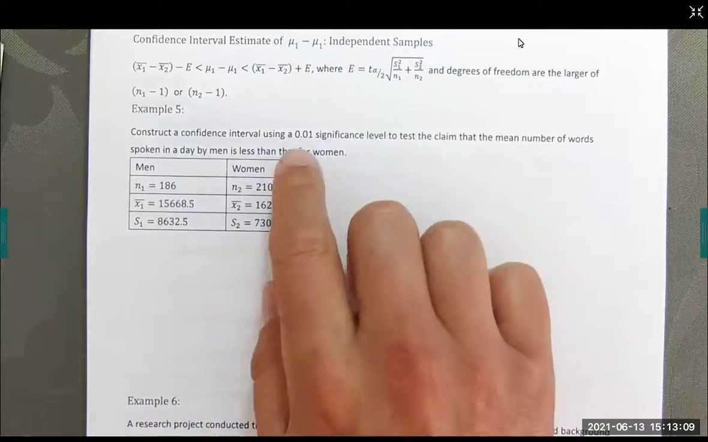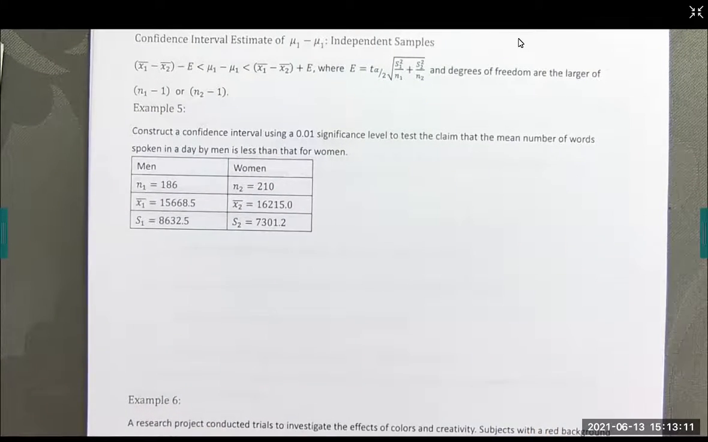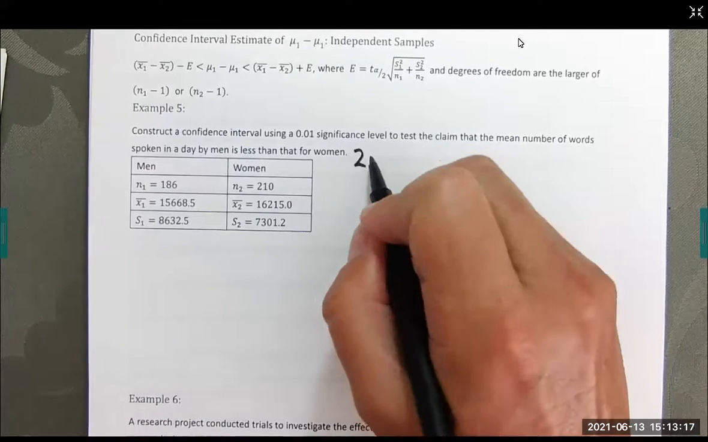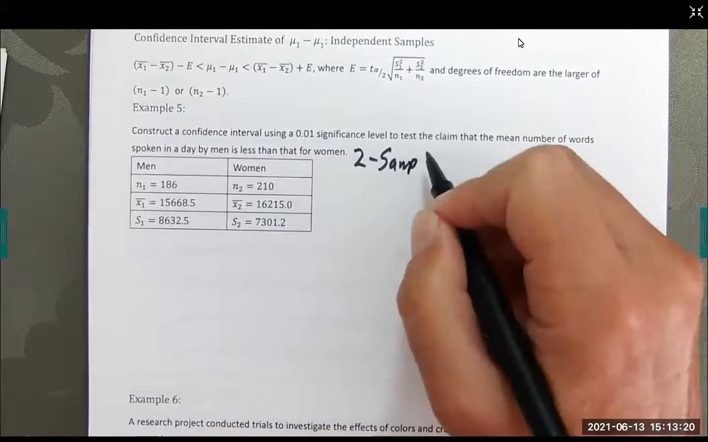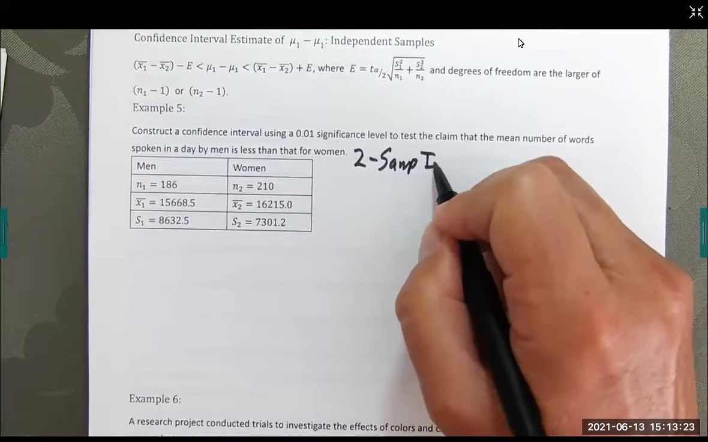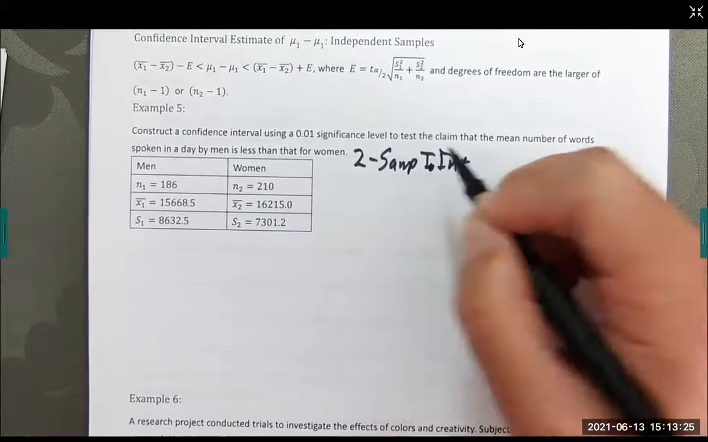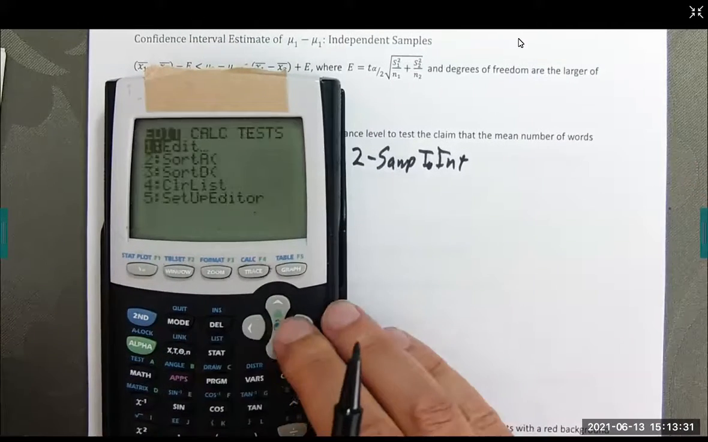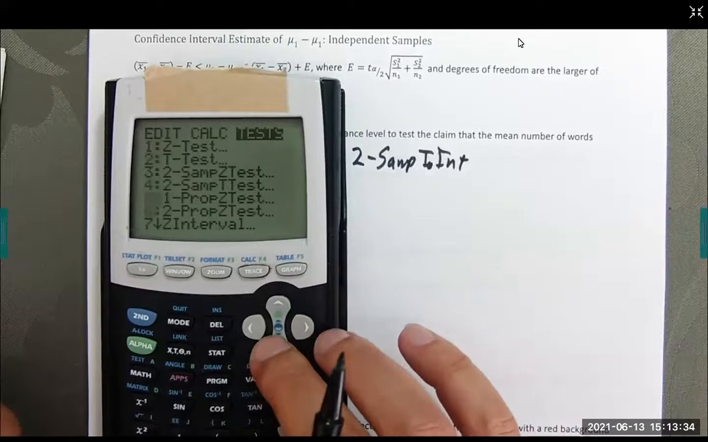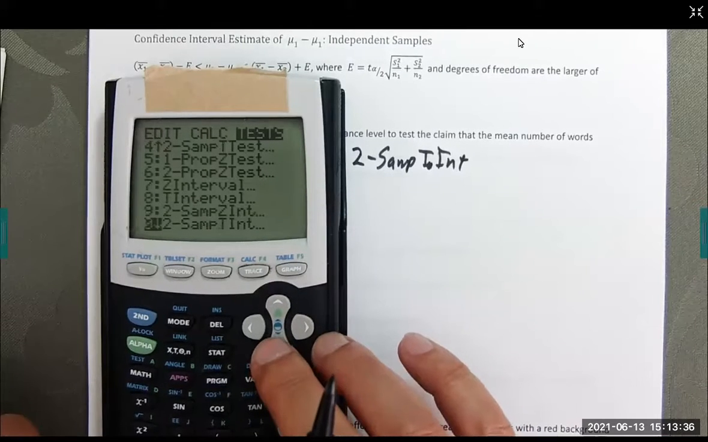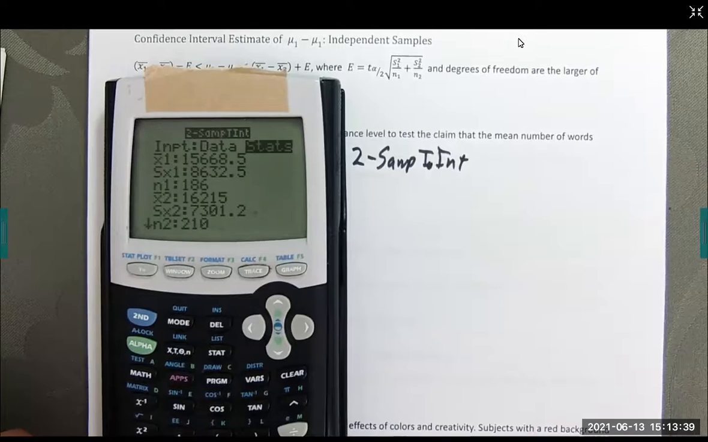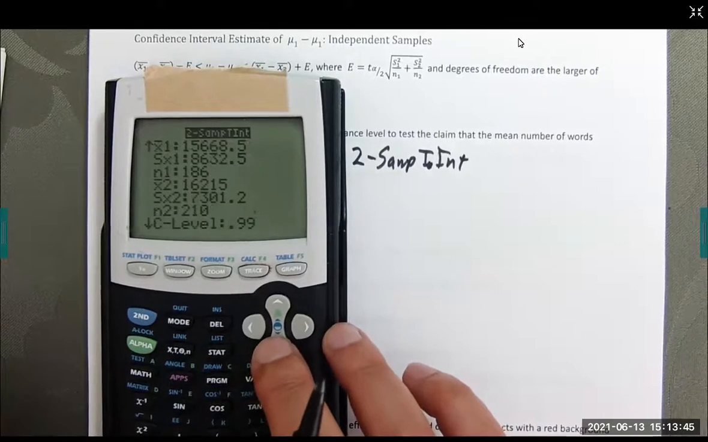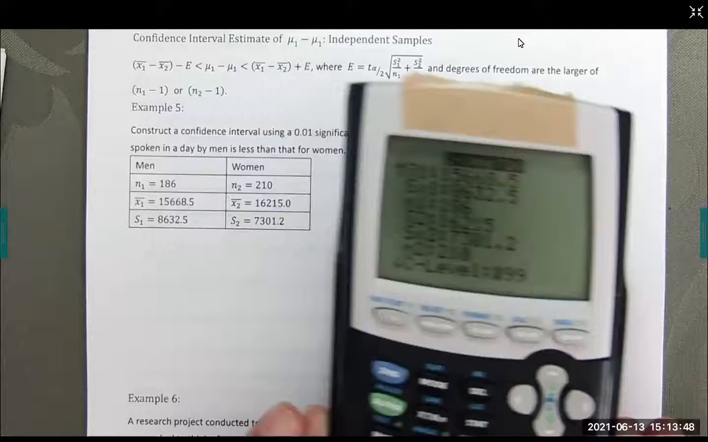Our alpha is 0.01, and we're going to run the same information, and we should be able to interpret this nearly exactly the same. So this is going to be a 2 sample t interval. So 2 sample t interval, there it is. Very nicely, it has all of the data still there. C-level is 0.99, right? That means here.